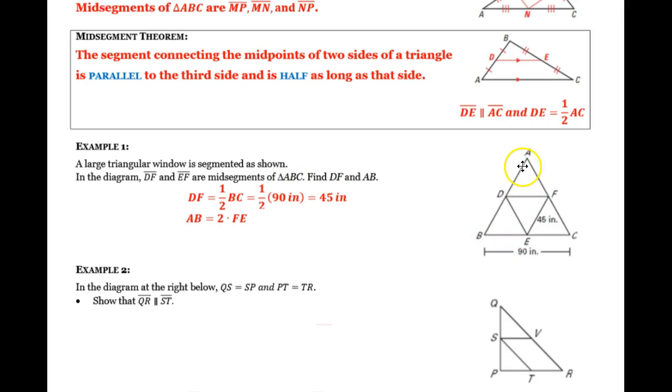AB is going to be twice the size of its midsegment. So FE is the midsegment here. It's parallel to AB, but it's also half of AB. So AB is equal to 2 times FE. So AB is equal to 2 times 45. So AB is going to be 90 inches.